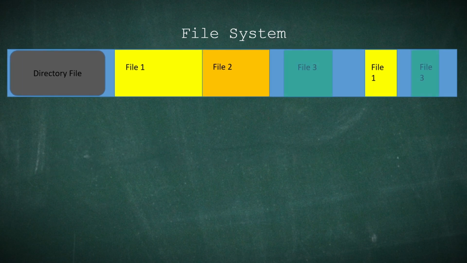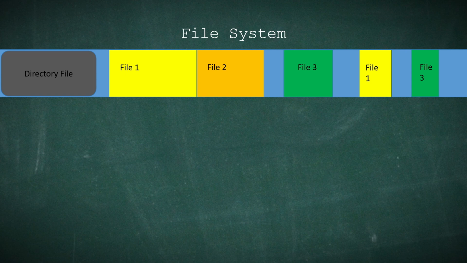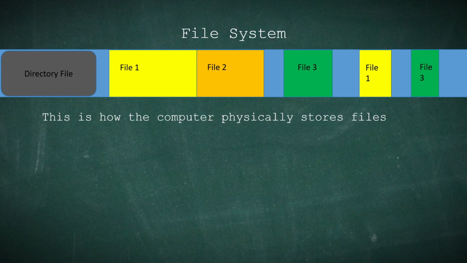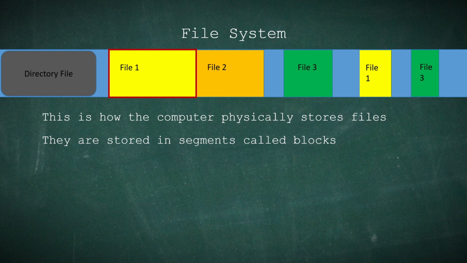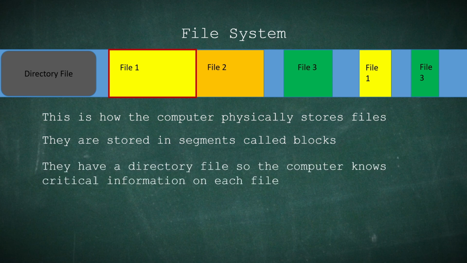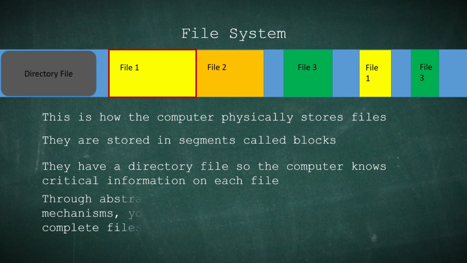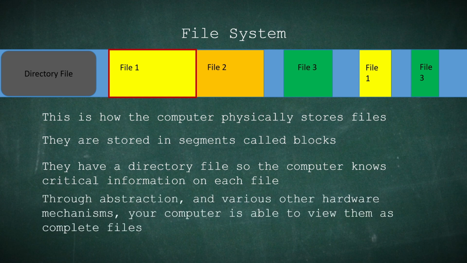So here's our file system. This is how the computer physically stores files. They're stored in segments called blocks. They have a directory file so the computer knows critical information on each file. Through abstraction, your computer is able to view them as complete files.